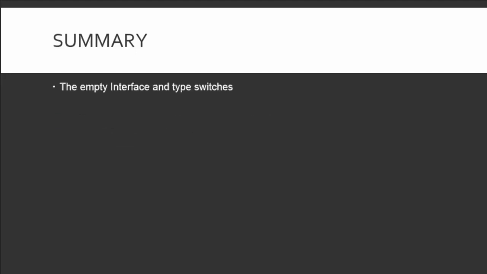And then we talked about the empty interface and type switches. The empty interface is nothing magic. It's just an interface defined on the fly that has no methods on it. Now it's special in that every type in Go implements the empty interface. So you can store anything you want in a variable of type empty interface.